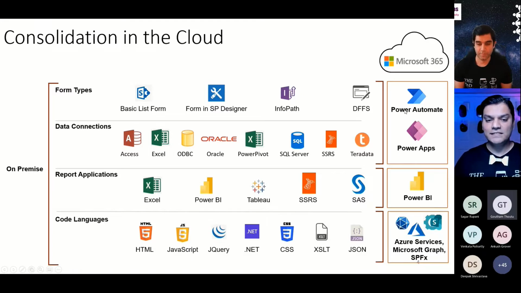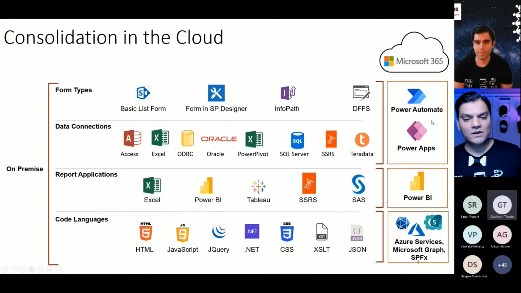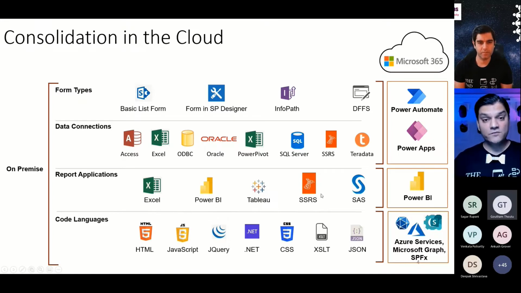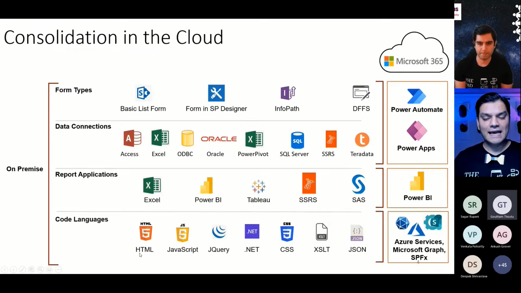When we look at the transition over to the cloud, you can see that the forms and data connections, which also covers flows, can easily transition over to Power Apps. All these reporting services that you currently use, whether on-prem or in the cloud, you can transition over to Power BI. And for all of you at the level of coding, you can do all of this with other Microsoft services and coding languages: Azure Services, Microsoft Graph, SharePoint Framework. So the transition is there.